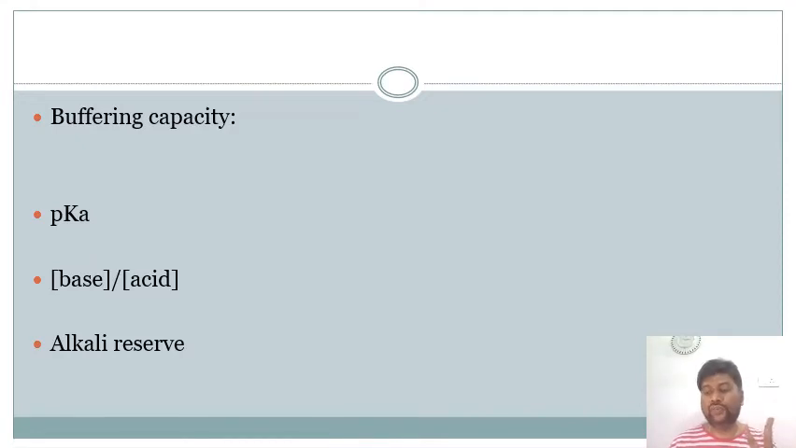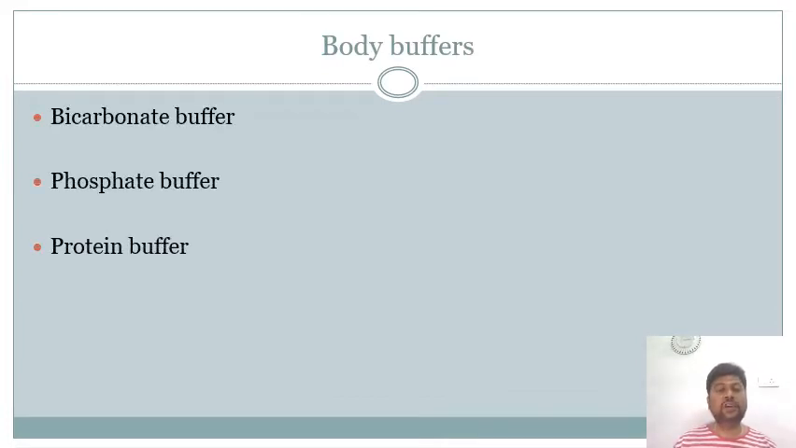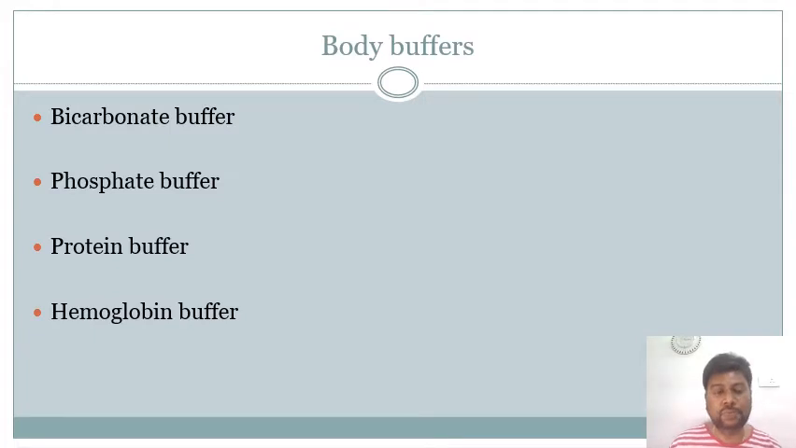So these are the two factors. Either pKa should be close to the blood pH, or the base concentration should be a little higher compared to the acid concentration, so that it can act as an excellent buffer within our human body. So that's it about the buffering capacity. Next, the buffers which have a good buffering capacity inside our human body are bicarbonate buffer, phosphate buffer, protein buffer, and finally hemoglobin buffer. Now I will give a brief description of each of these buffer systems.